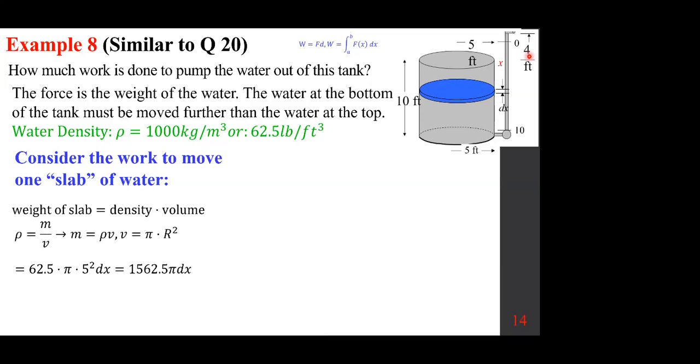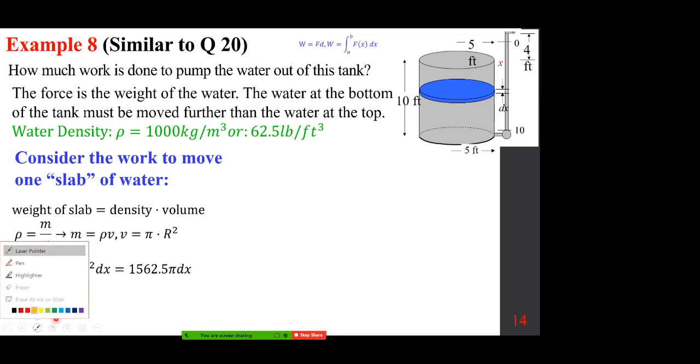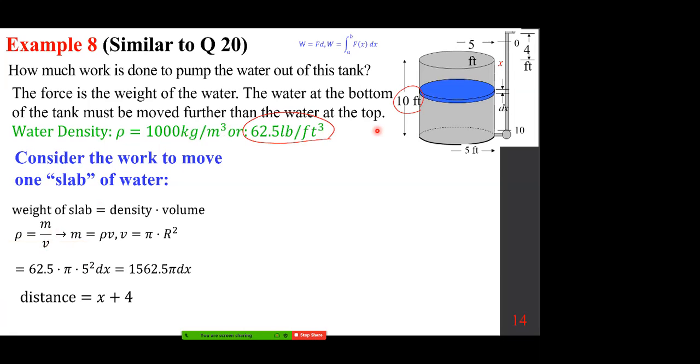Because I see 4 feet and 5 feet and so forth, I'm going to use this one, class. I have to use one of them. Both of them are given. Which one do we use? We use the one according to the units that we have to deal with. And so plug in, okay? We know the distance is x plus 4, and this is 62.5 pi r squared, okay? Where r is 5, everybody.